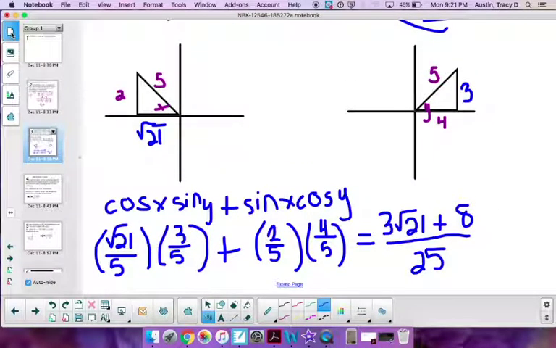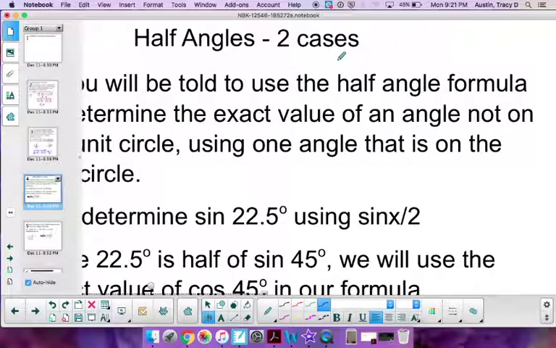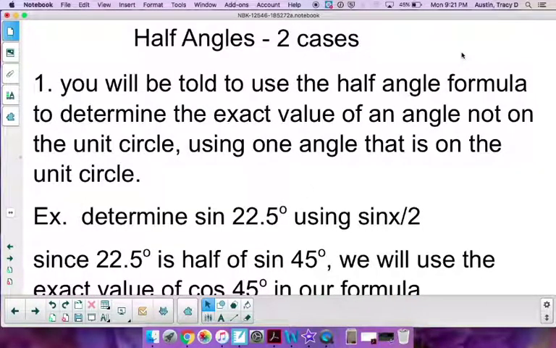Okay, half angles. There are also 2 cases here. So I'll give you a minute. Go ahead and get what you need copied, and we'll go through the 2 cases.